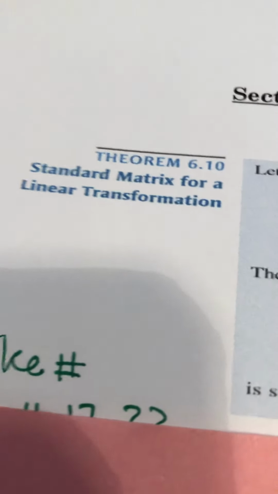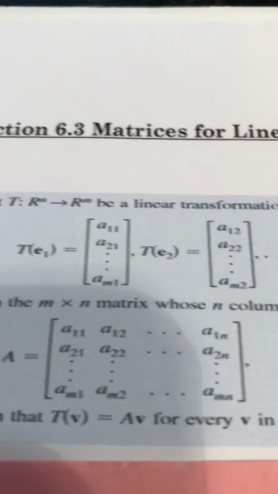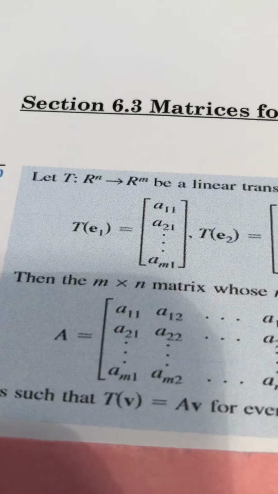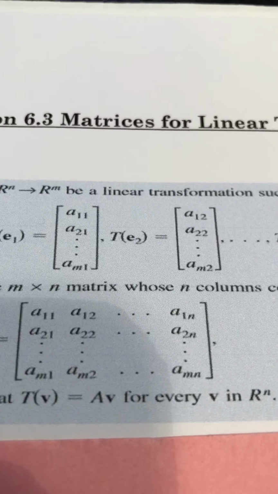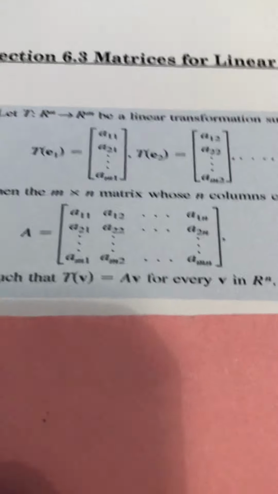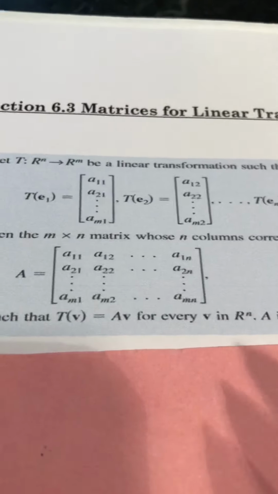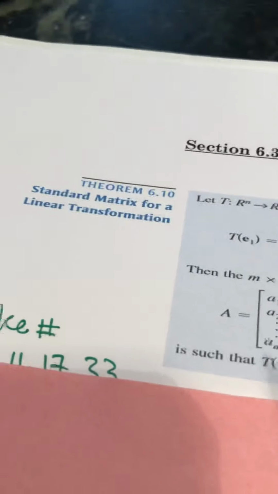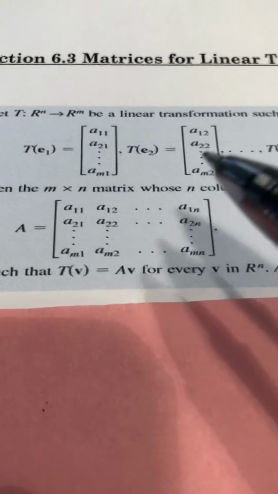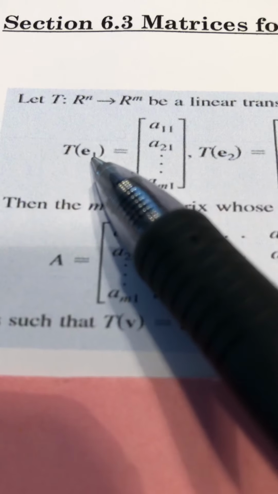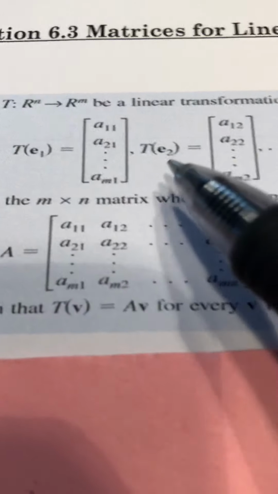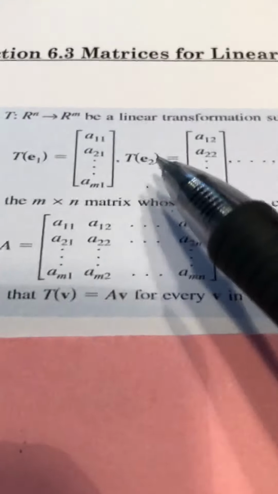6.3 with a very important theorem that will allow us from now on to represent any linear transformation as a matrix multiplication transformation. And in order to do that, theorem 610 says that all we need to do is look at what happens to the standard basis vectors. In Rn, they would be E1, E2 through En. In R3, we know these guys by I, J, K.